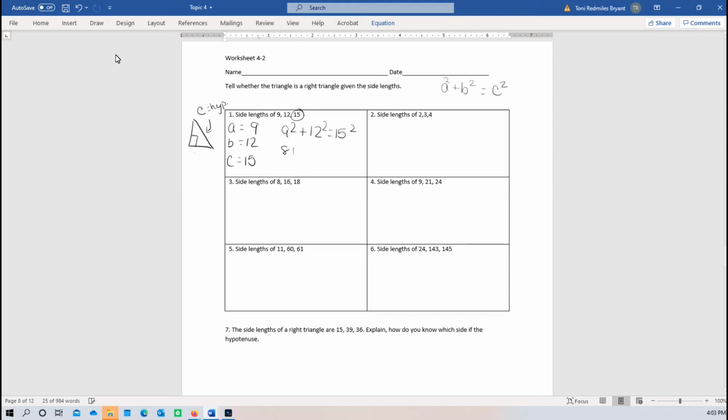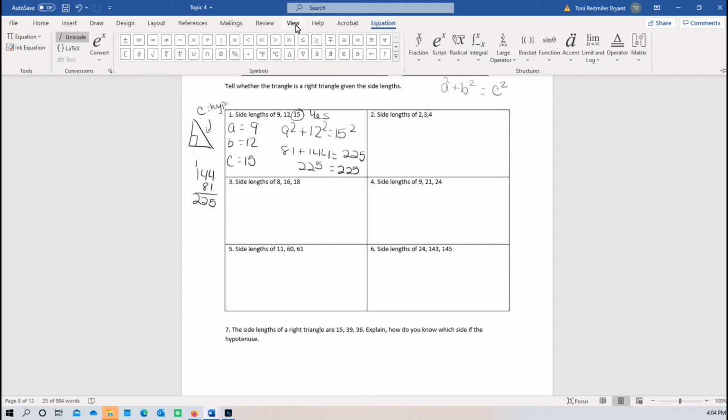So 81 plus 144 has got to equal 225. Let's see if we can get 225 on the left side. Let me do this the right way. 225. So yes, that's a true statement. This is a right triangle, so I'm going to put yes. So much work just for a yes or no question, right?